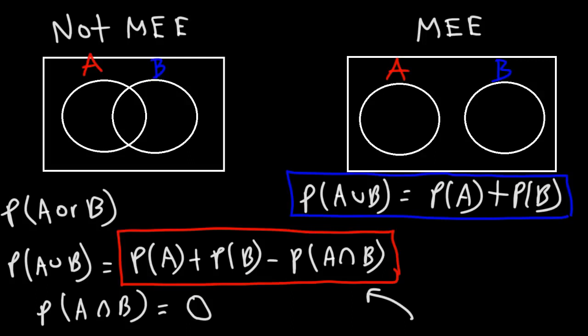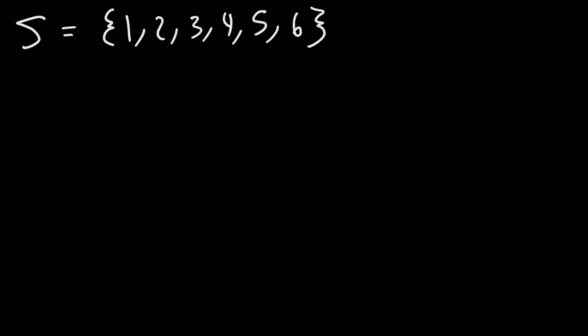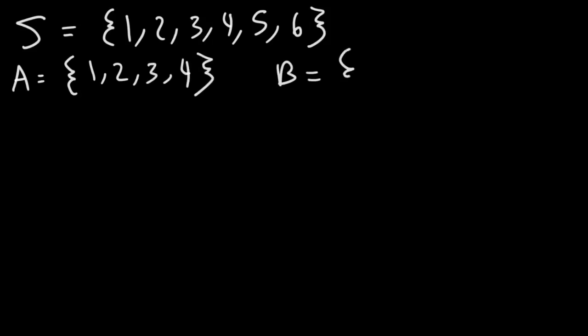Now let's work on some example problems. Let's use our favorite 6-sided die with a sample space of the natural numbers from 1 to 6. Now let's say that event A represents the outcomes 1, 2, 3, and 4. And let's say that event B represents the outcomes 3, 4, and 5. What is the probability of getting A or B?